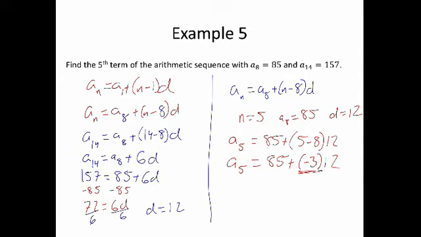Let's keep cleaning this up though. We got a sub 5 equals 85 plus 3 times negative 12, which is negative 36. So we got a sub 5, 85 minus 36 is 49. And our 5th term is 49. We could have also done that whole process by replacing this with the 14th term, and just changed everything around with that. It would have worked just as well.